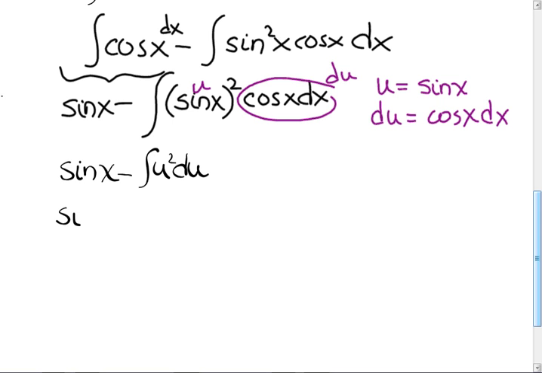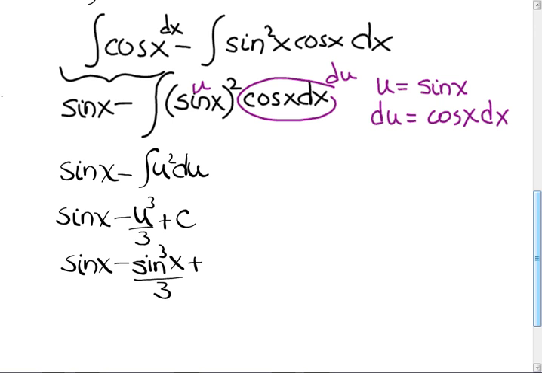What is this going to be? What's the antiderivative of u squared? No, we don't need a calculator. It's u cubed over 3 plus c. Okay, what's u? Okay, what do you get? Sine cubed of x over 3 plus c.